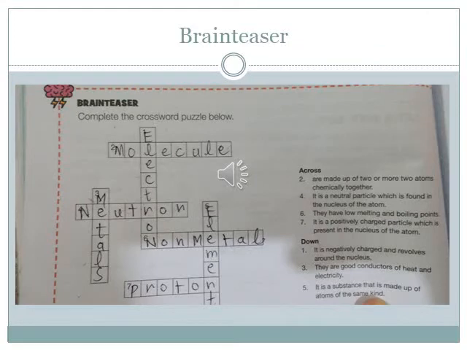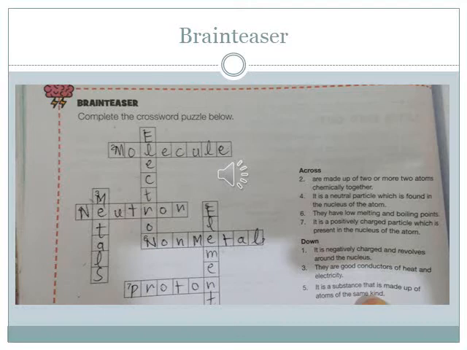Student, there is another activity on page number 68, brain teaser. Complete the crossword puzzle below. This is a puzzle. You have been given different hints according to across or down. Now I will tell you the answers of this puzzle.